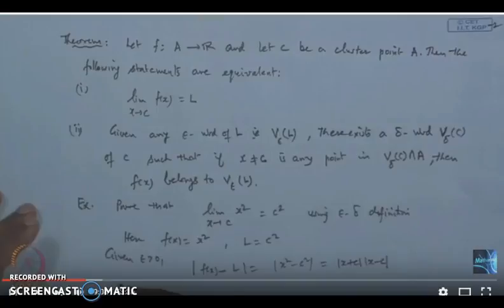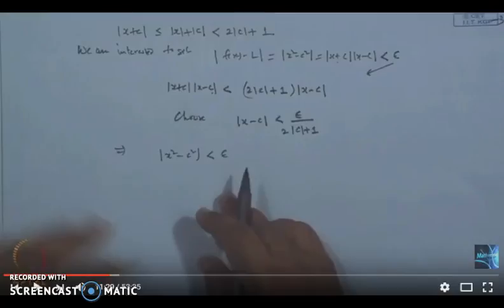Now let us look at the same function as an example, but with limit at C. We want to verify that limit of x squared equals C squared using the epsilon delta definition. Here f of x equals x squared, L equals C squared, given epsilon greater than 0. Mod of f of x minus L is simply mod of x squared minus C squared, which equals mod of x plus C times mod of x minus C. Now observe that mod of x plus C is less than or equal to mod of x plus mod of C, which in turn is less than or equal to 2 mod of C plus 1.